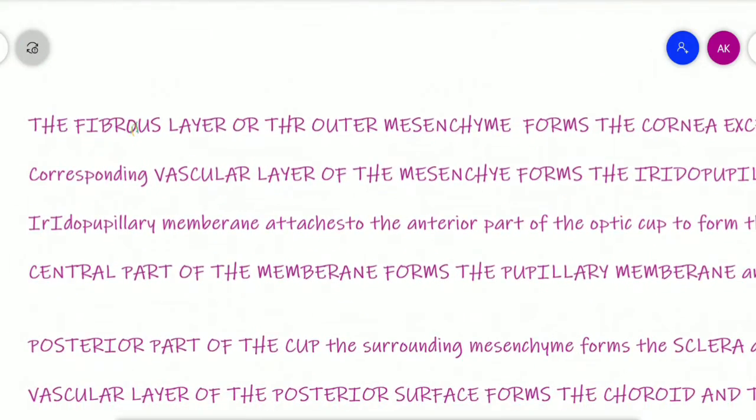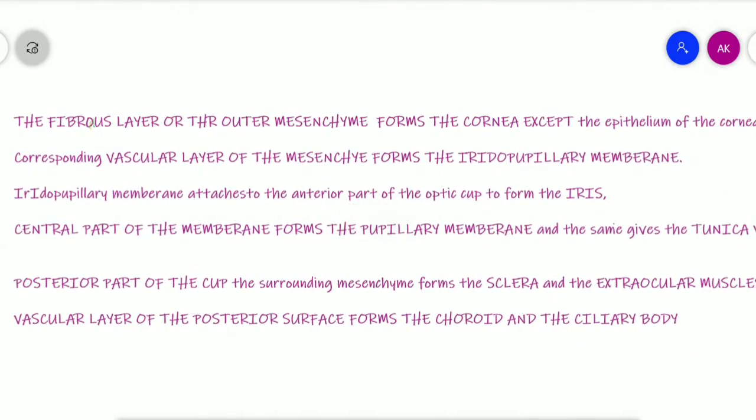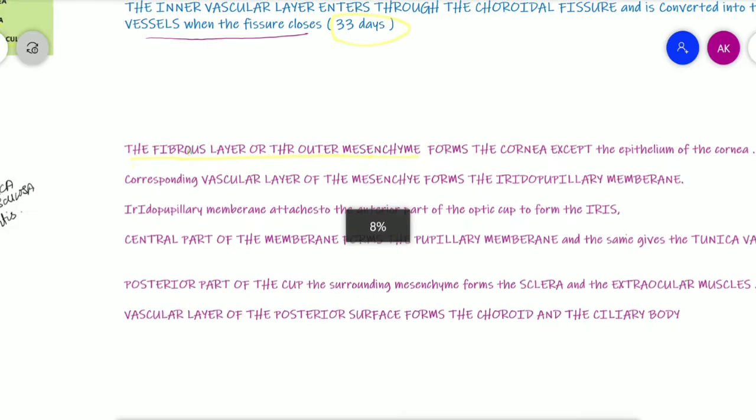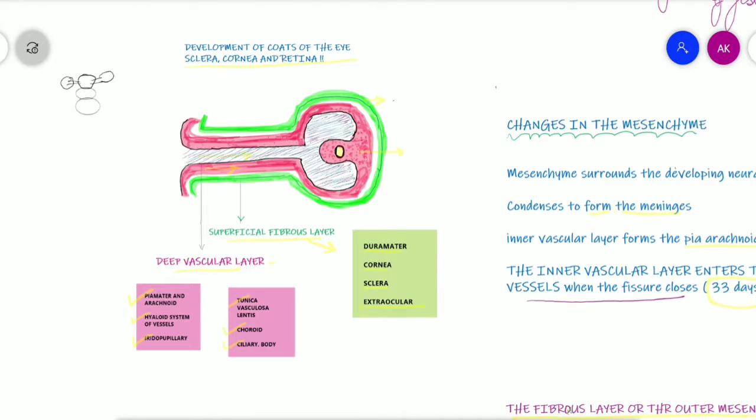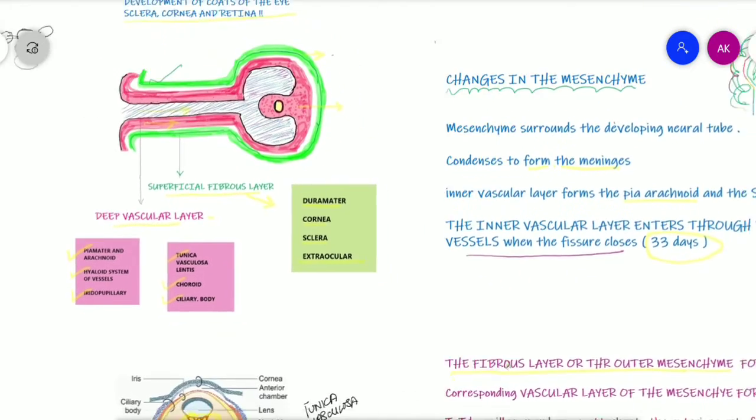Now what happens with the fibrous layer of mesenchyme? Let us see. Now we know that the fibrous layer or the outer layer of the mesenchyme, that is the layer which I have depicted over here in green color. Okay, so what all structures will it form?